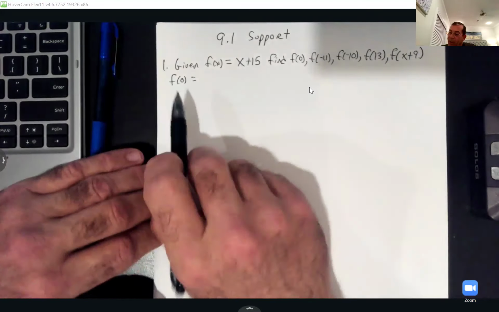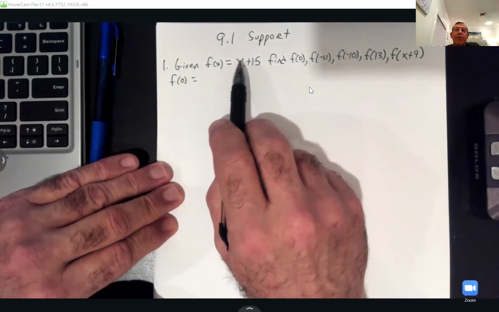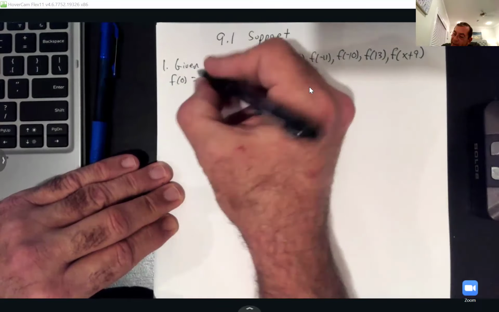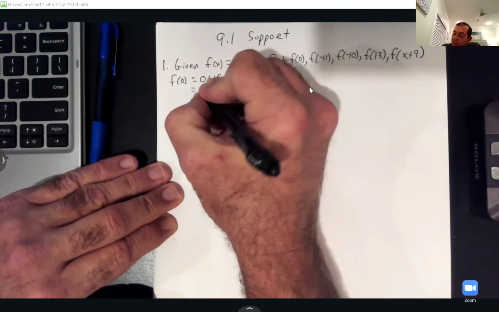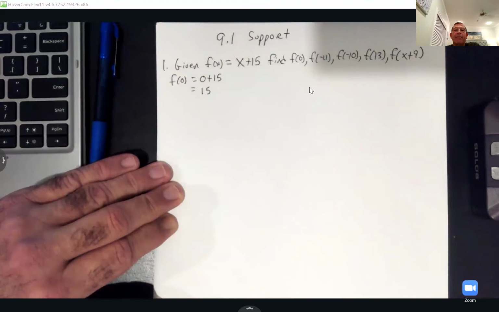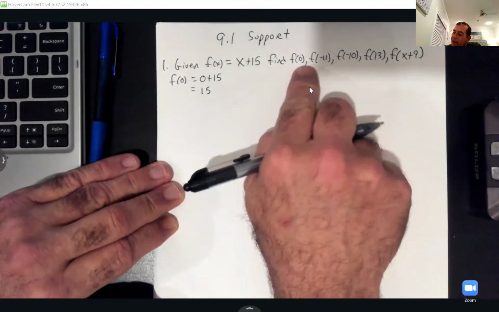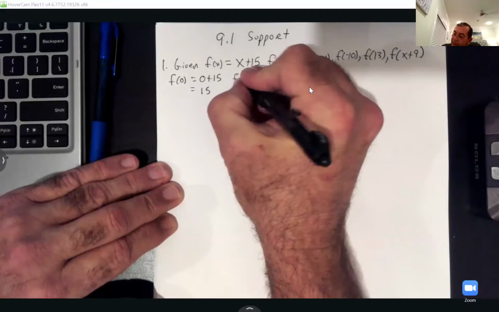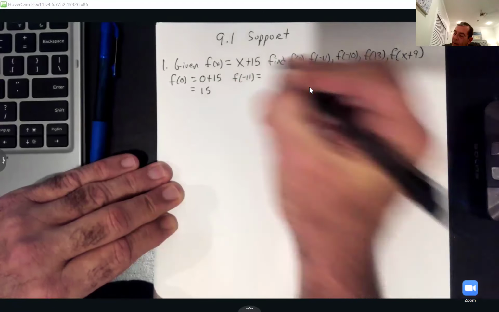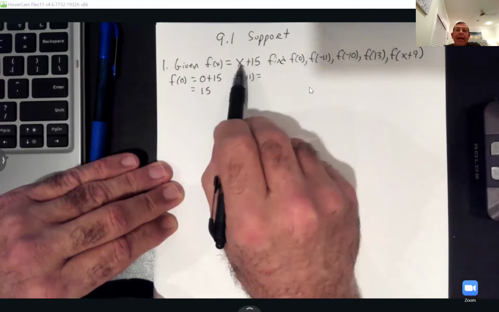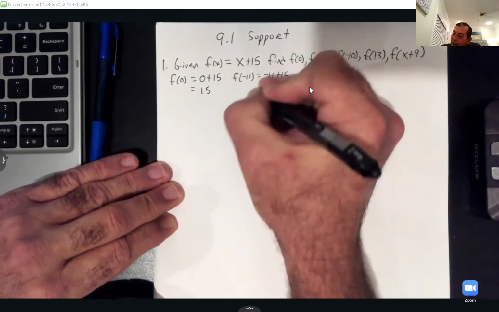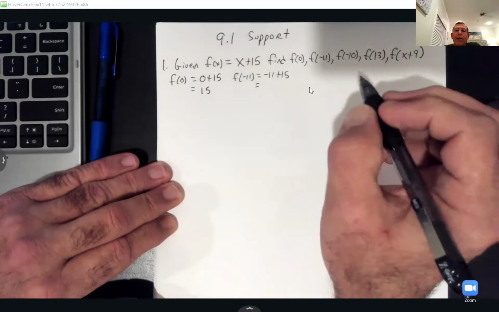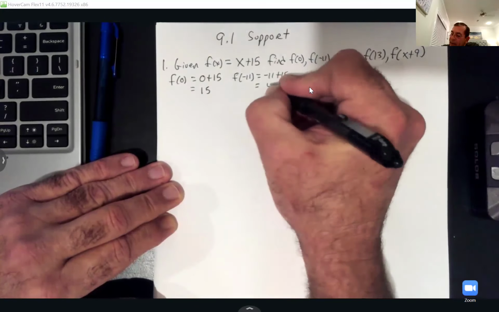All right, y'all. So f of 0 means take my function, put a 0 in for the x. I'm going to have 0 plus 15, which gives me 15. F of negative 11. Well, put a negative 11 in for that x. So you have negative 11 plus 15. Oh, and that's what, a positive 4.